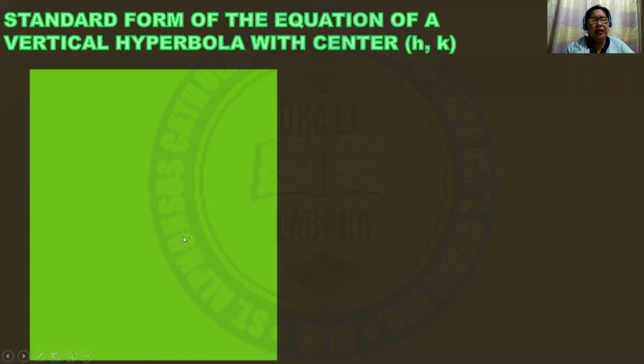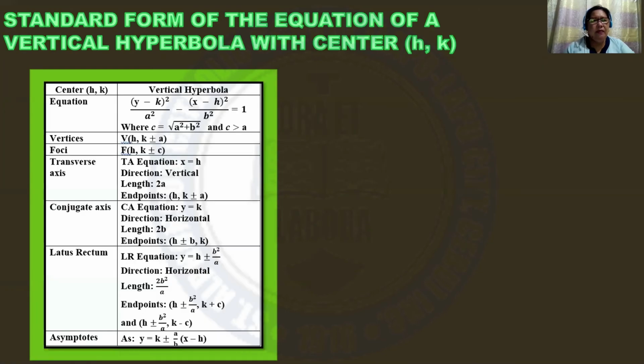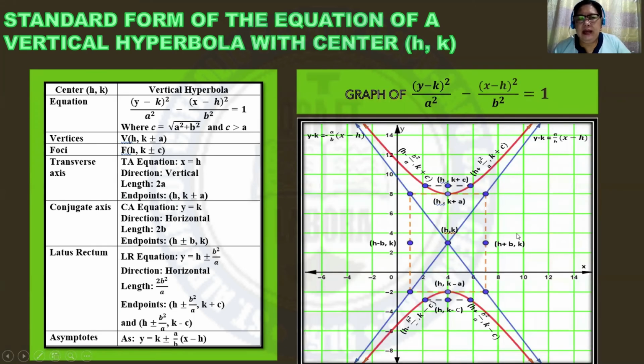Next, let us have the vertical hyperbola with center (h, k). And these are the formulas in finding the vertices, the equations, and the length, as well as the endpoints. Let us have now the graph of the vertical hyperbola. This point is the center with coordinates (h, k). This is the vertex with coordinates (h, k plus a). Another vertex, (h, k minus a). This is the focus, (h, k minus c). This is the other focus, (h, k plus c).